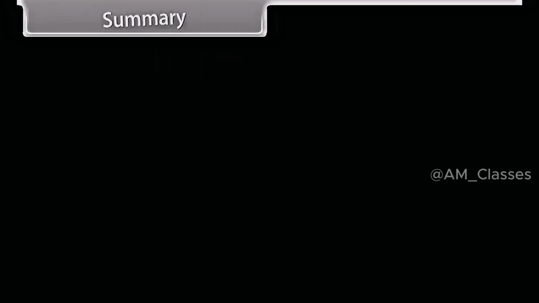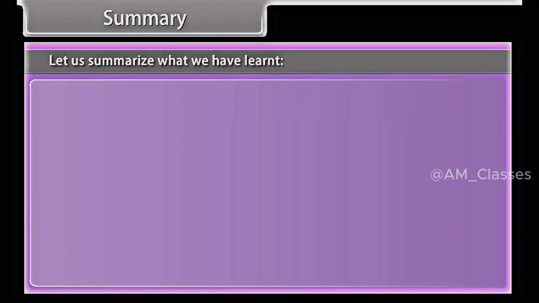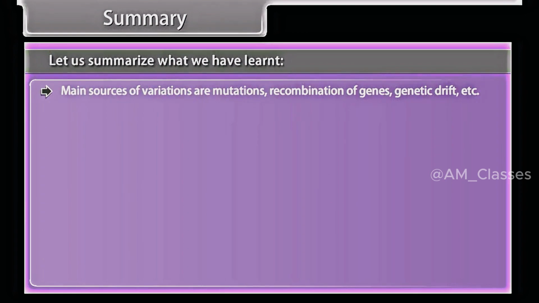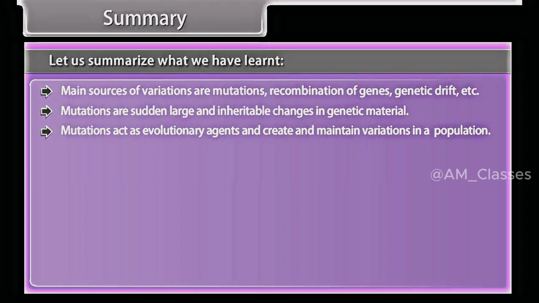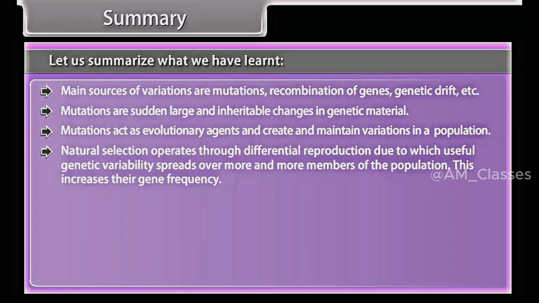Summary. Let us summarize what we have learned. Main sources of variations are mutations, recombination of genes, genetic drift, etc. Mutations are sudden, large, and inheritable changes in genetic material. Mutations act as evolutionary agents and create and maintain variations in a population. Natural selection operates through differential reproduction, due to which useful genetic variability spreads over more and more members of the population. This increases their gene frequency.